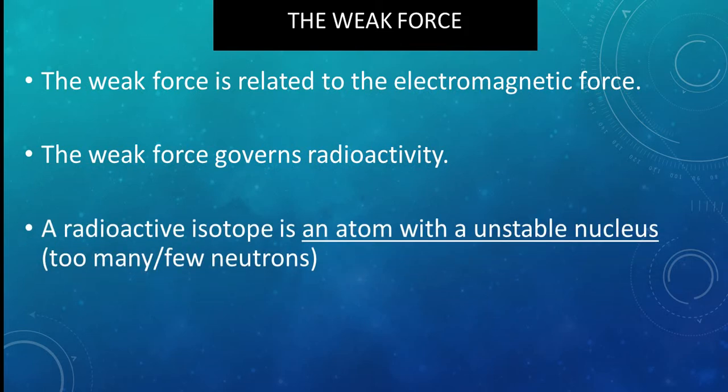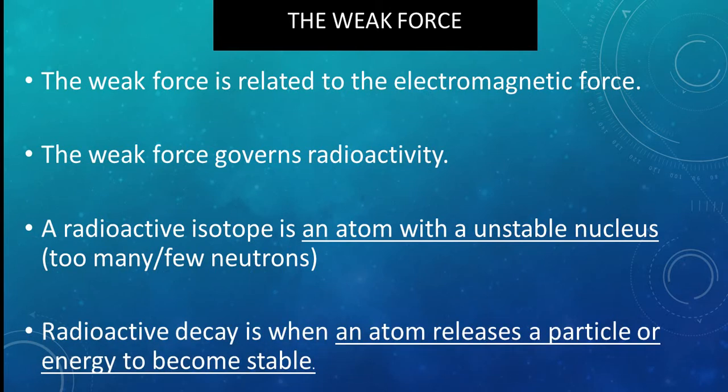If we have an isotope that's radioactive, it's an atom with an unstable nucleus. All right, so the nucleus is not stable. It tends to want to fall apart. It usually has to do with the number of neutrons it has. It may have too many or even too few neutrons. It just makes it where it's not balancing out right. It's like it's off balance.